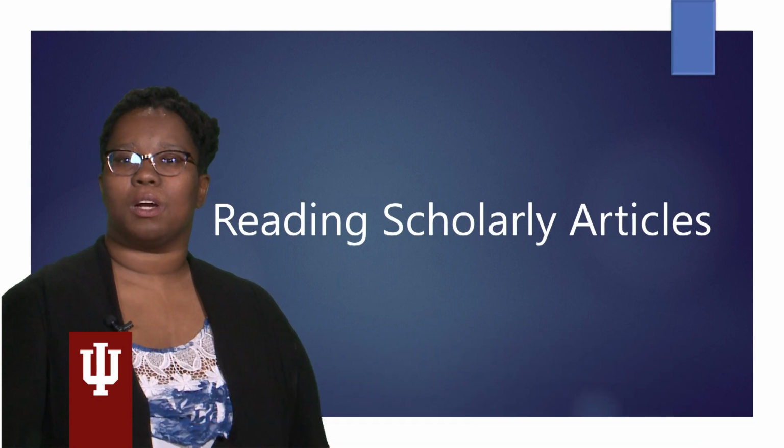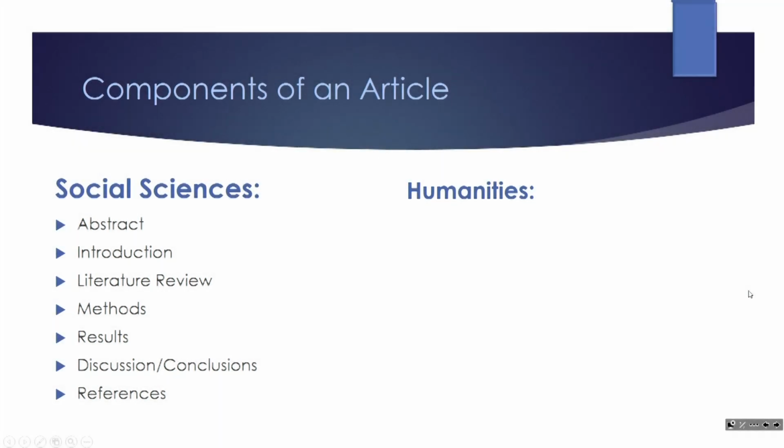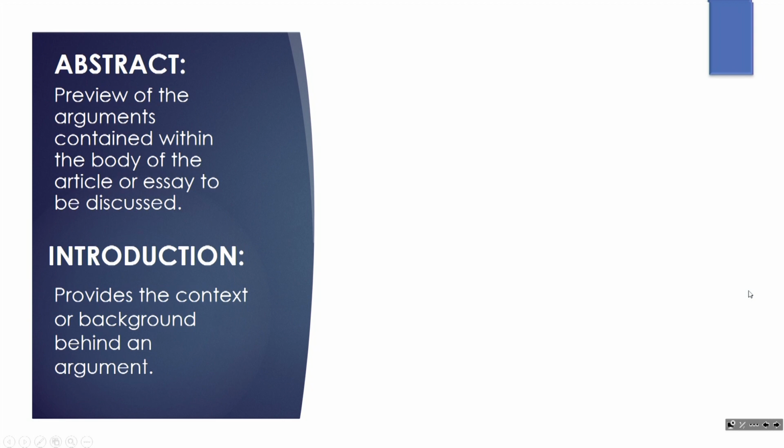Today we're going to explore how to read a scholarly article in the humanities. For those in the sciences and social sciences, there is a more defined format for article writing that shapes how the article flows. The presentation of writing in the humanities can be a little different. Some of these elements are collapsed into one. At other points, we use terminology to refer to similar pieces of information. For example, the abstract and introduction.